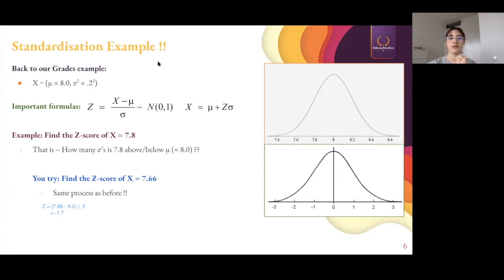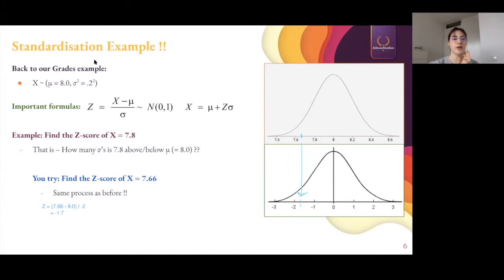And again, how this would translate visually: we have x equals 7.66, so probably somewhere over here. And when we standardize it, it becomes negative 1.7, which is exactly what we see here. Basically, you just standardize it and it goes from being 7.66 to negative 1.7, which means that this x value of 7.66 lies 1.7 standard deviations below the mean, or below 8 in this example. So that's exactly how we would do a standardization problem.